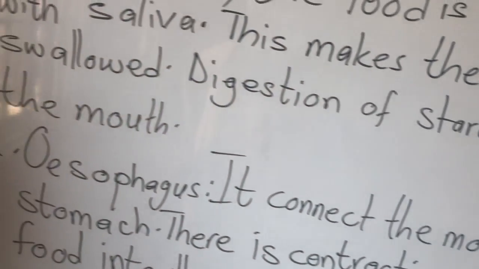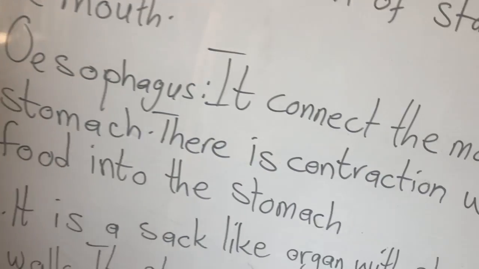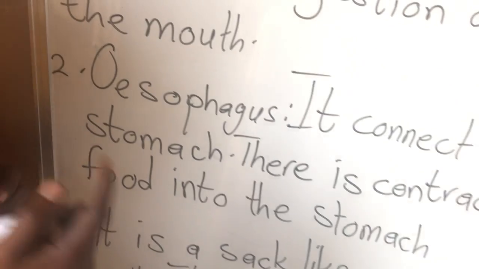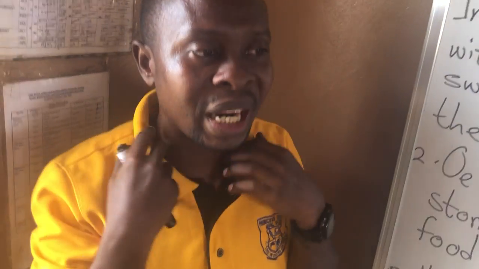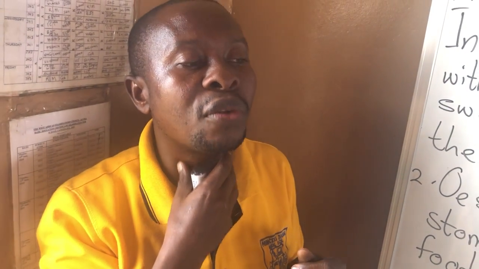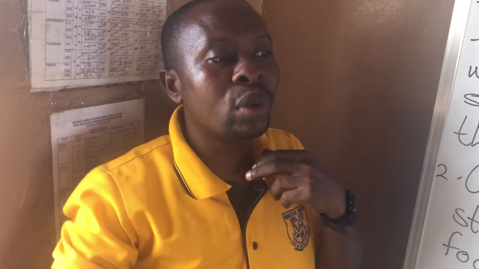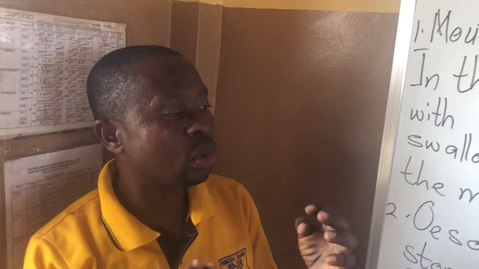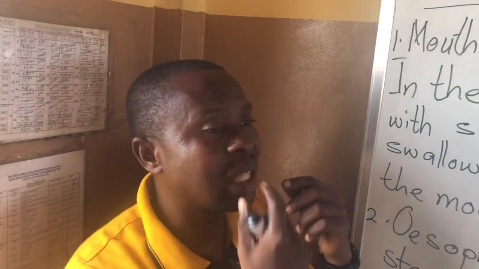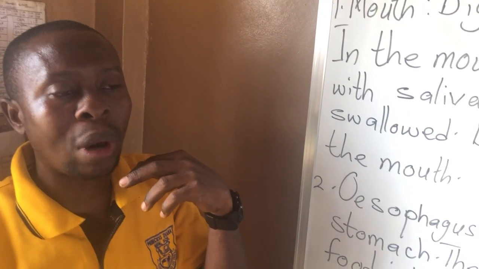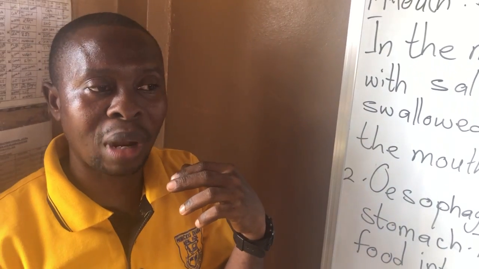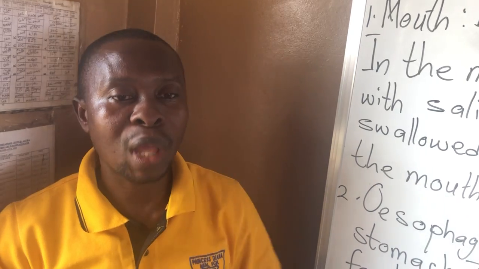Now let's continue with the next one, which is the esophagus. The esophagus connects the mouth to the stomach. When we look at our neck, the esophagus is in the front here. The tube from here to the stomach is what we call the esophagus. Without the esophagus, the food we eat cannot get into our stomach. The food passes through the esophagus into our stomach.